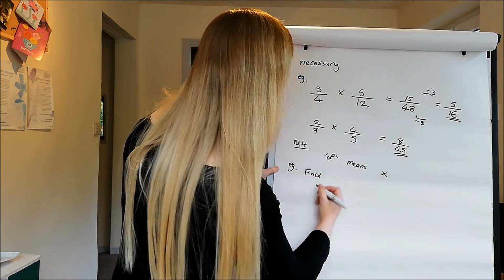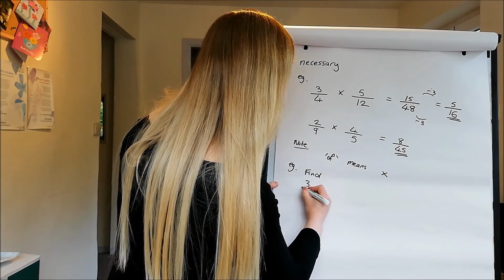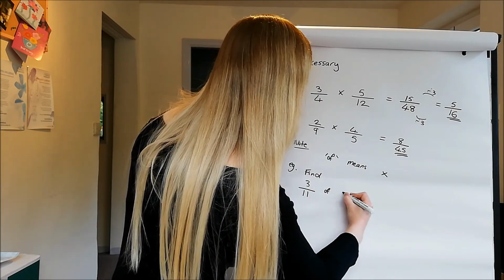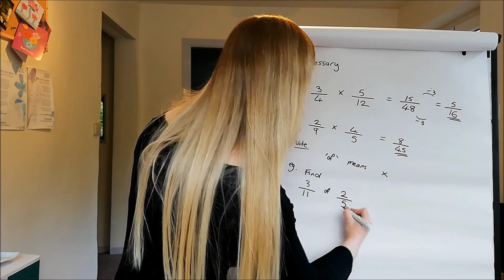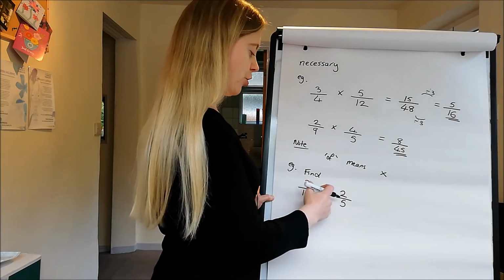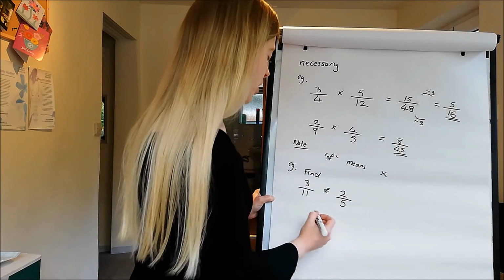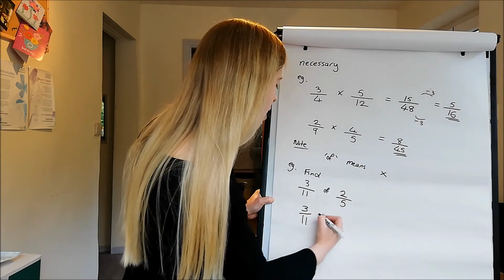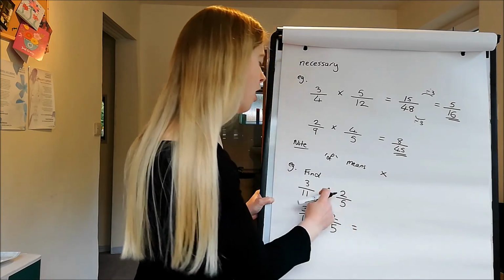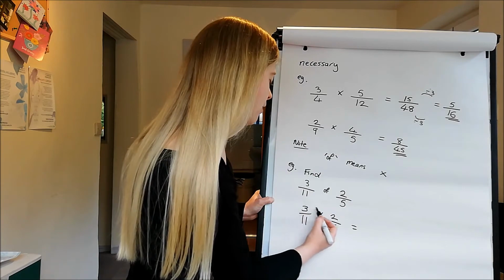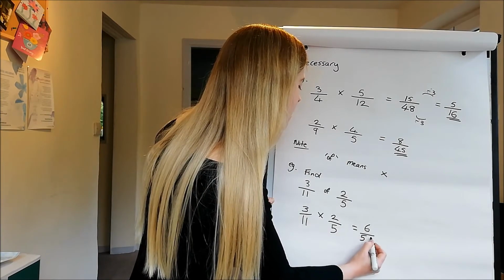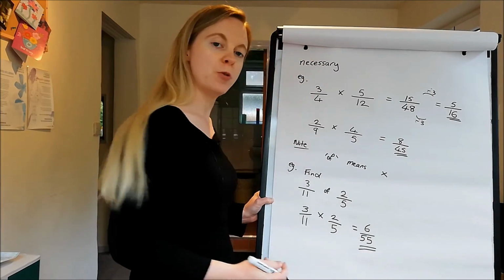And then put e.g. find 3/11 of 2/5. So if you're asked to find a fraction of a fraction, all you do is you replace the of with a multiply, because in maths, of means times. 3 times 2 is 6. 11 times 5 is 55. And that would be the final answer.